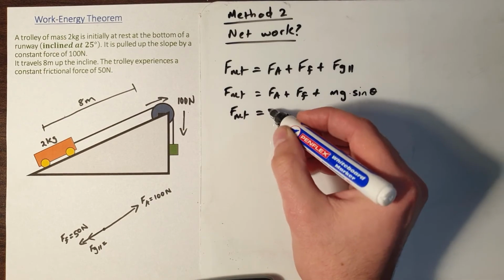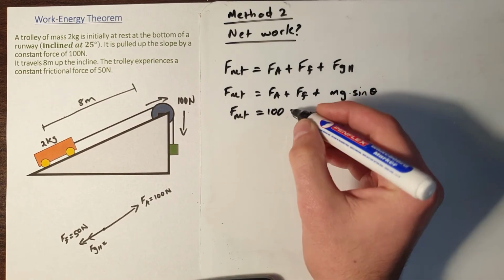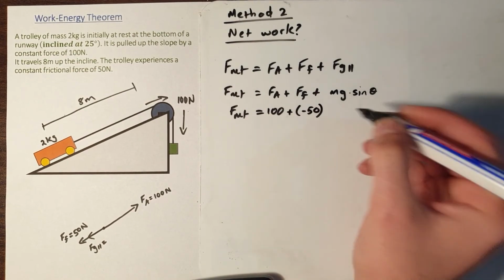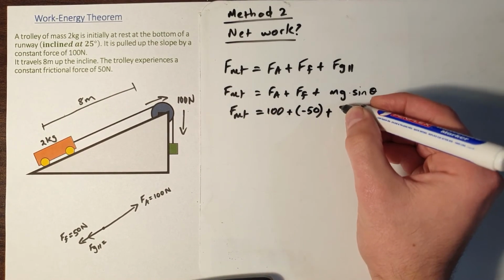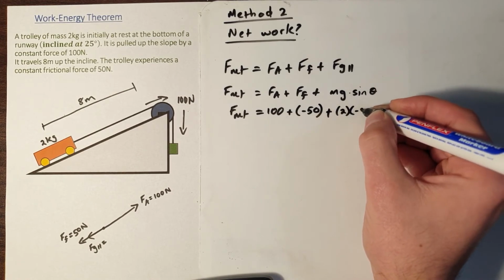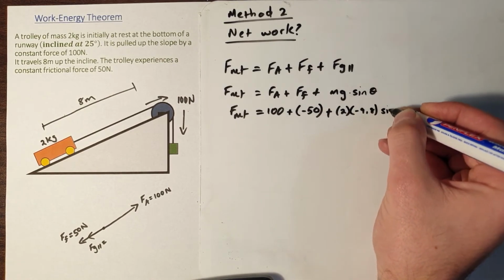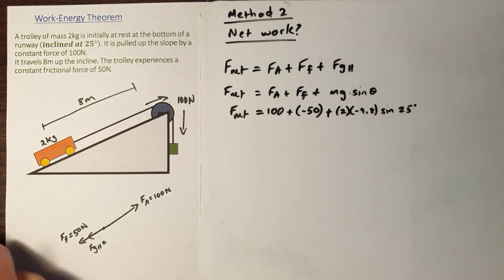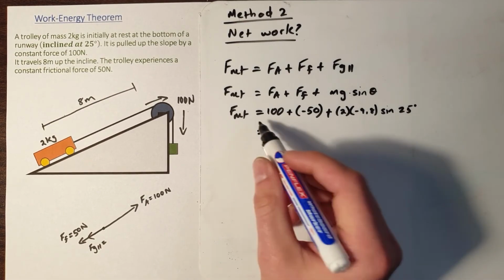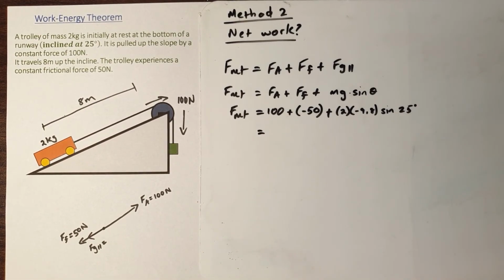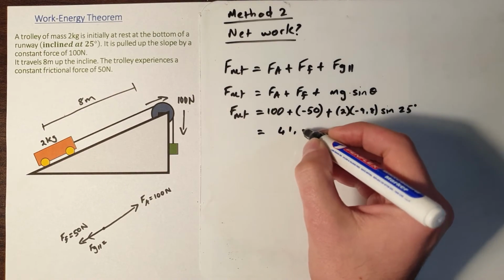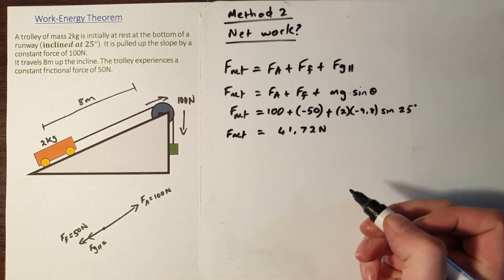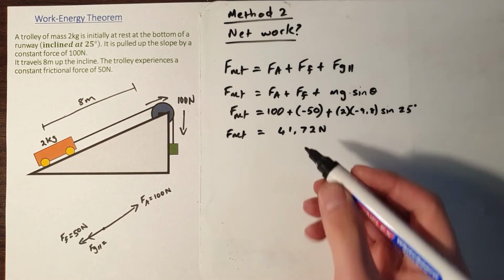So our net force: our force being applied, 100 newtons, plus our frictional force, which would have to be a negative 50 newtons, plus our mass times gravity, which is going to be 2 times negative 9.8 times sine 25 degrees. If we do the calculation, we will get to a final answer of 41.72 newtons.